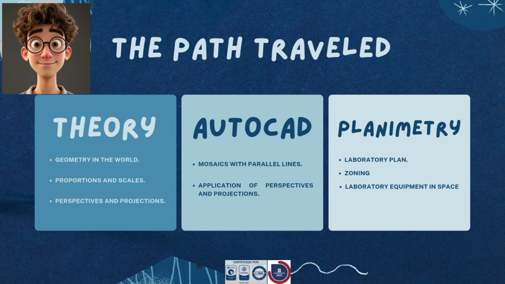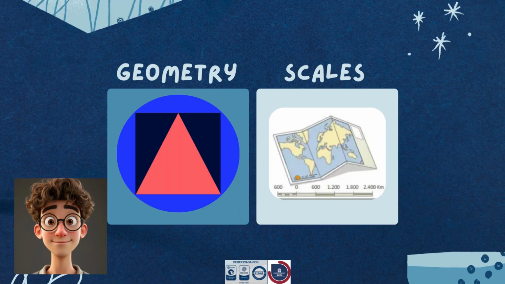For the second part, AutoCAD, we made some mosaics with parallel lines, and we applied the concepts of perspectives and projections. And for the last one, we made the plan of a laboratory and its tuning and the equipment in each space. Well, the first topic is essential for understanding and representing the world: geometry.